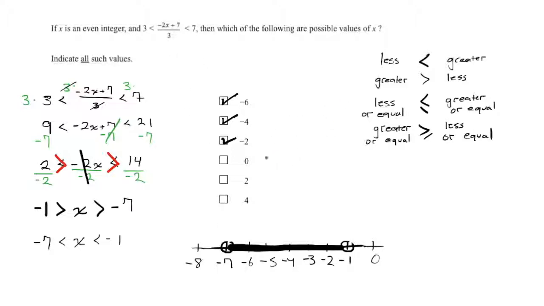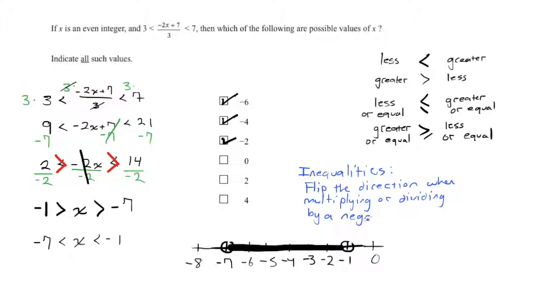I'm just going to put it on the screen because I'm going to want you to take it down and remember it. Okay, it'll be very important on the GRE. For inequalities, flip the direction when multiplying or dividing by a negative number. Solving inequalities, that is what you must remember. Other than that, these could have been equal signs, and the rules of algebra and getting x by itself would have been the same.